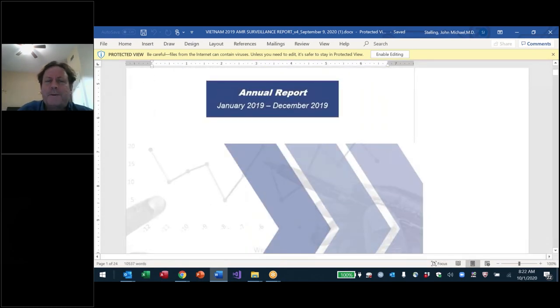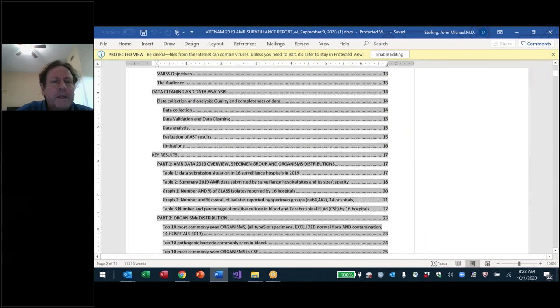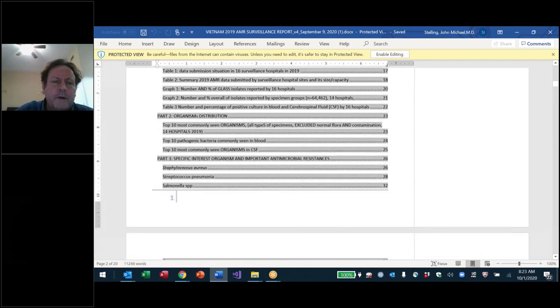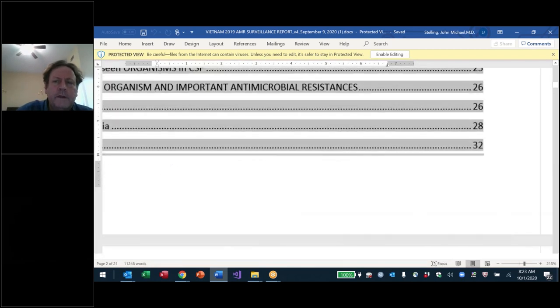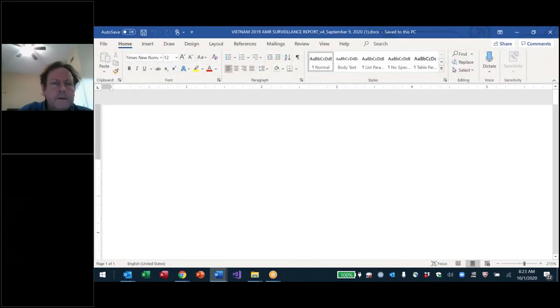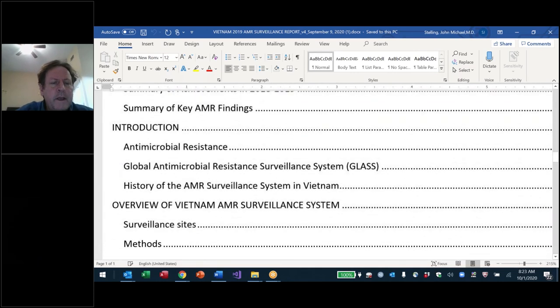So I'm going to go over this quickly because you're not supposed to look at their data. And obviously, you're not going to read this so quickly. But you can see here, data collection, they describe what they've done, key results, pathogen distribution, organisms of interest. It's a little hard to read. Let me make this a little bit bigger, enable editing. Let me go back to the top. So I'm just going to focus on the table of contents.